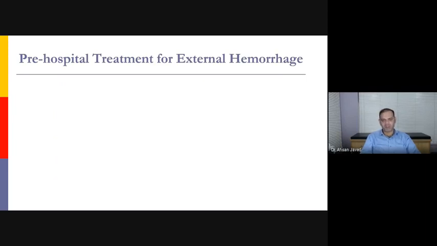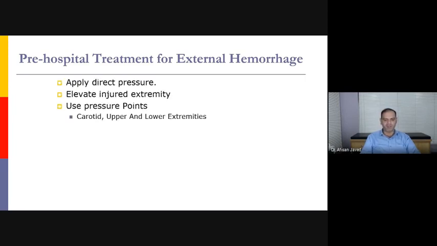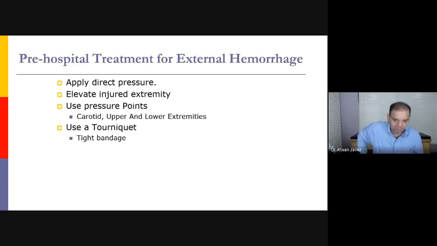Next is pre-hospital treatment for external hemorrhage. Apply direct pressure, elevate the injured extremity, use pressure points, and use a tourniquet in case you are unable to stop the bleeding with the previous three methods. So whenever there is a bleeding, you always have to apply direct pressure. By direct pressure, we mean that if the bleeding is from the hand, you have to apply direct pressure over the wound area.